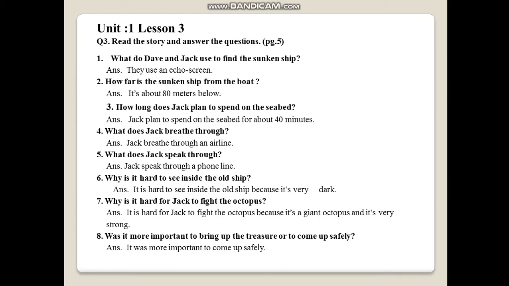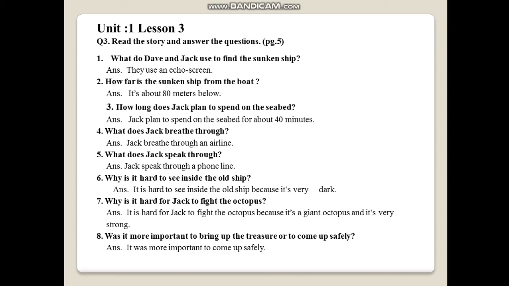Open your notebooks, draw the margin lines, put your date, classwork, then mention the name of your unit and lesson. Read the story and answer the questions on page number 5 of your textbook. You have done reading before, so you already knew the answers, but I have written it for you. You have to do it like this in your notebook. You have to write the question, then the answer.